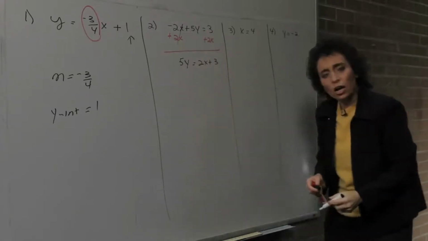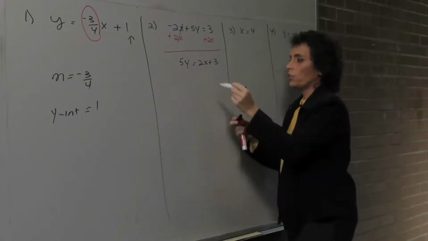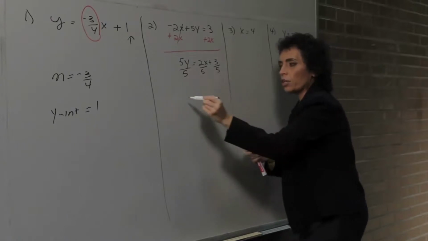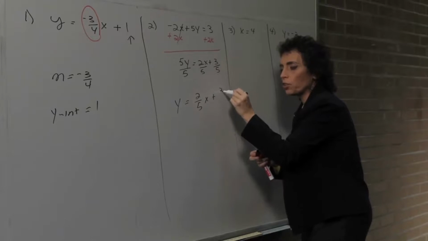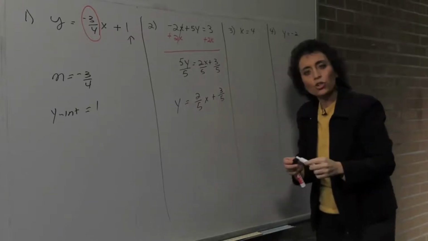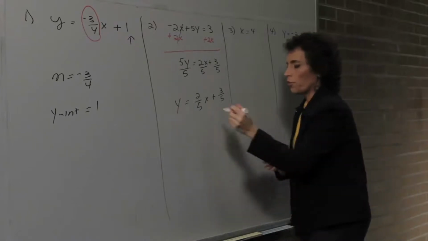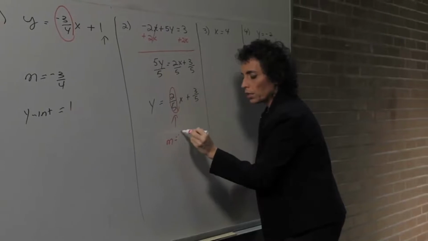Okay, still not solved for y. That coefficient of y has to be a 1. We have to solve it for y. So we divide by 5, divide by 5, divide by 5. y equals 2/5 x plus 3/5. Okay, now you're solved for y. Once I'm solved for y, the slope is the coefficient of x. So the slope is 2/5.